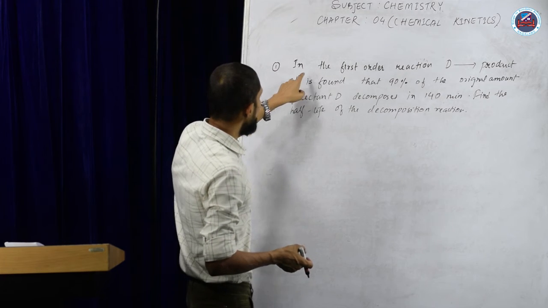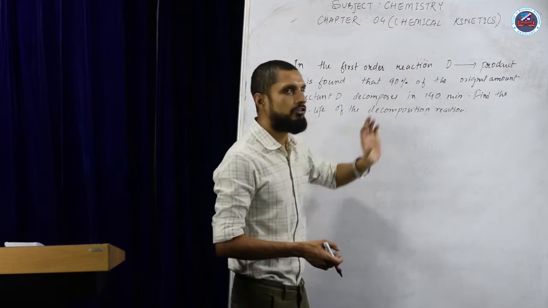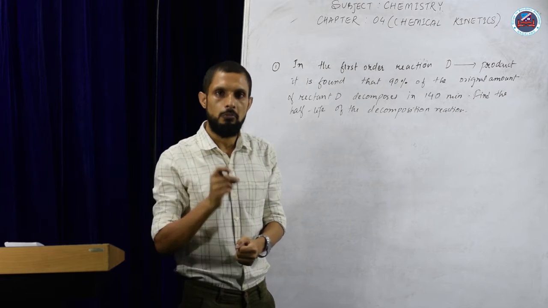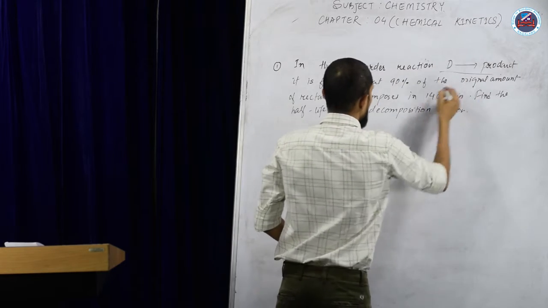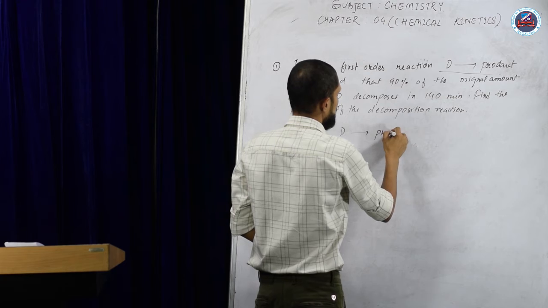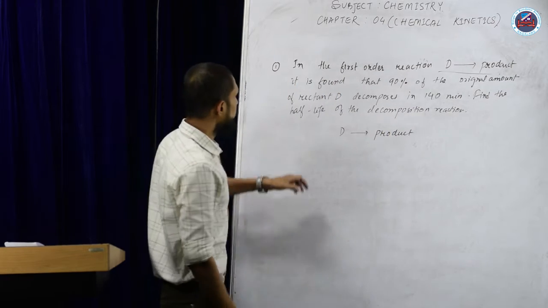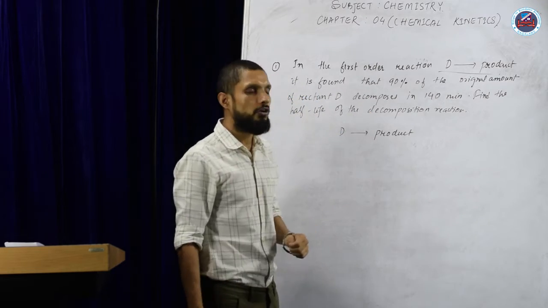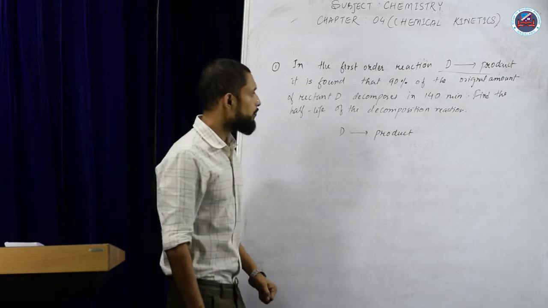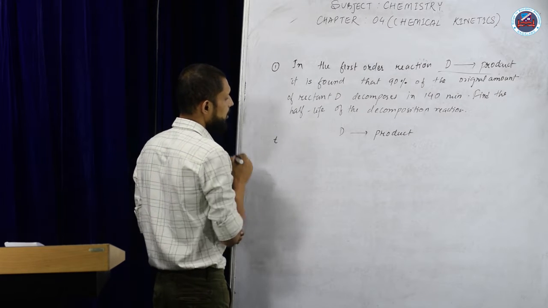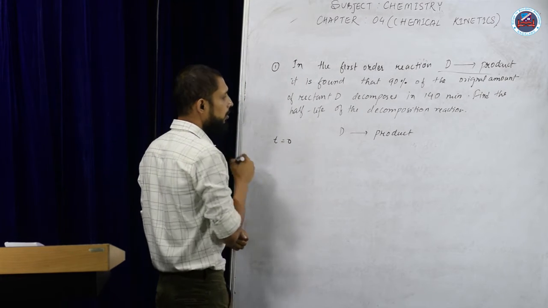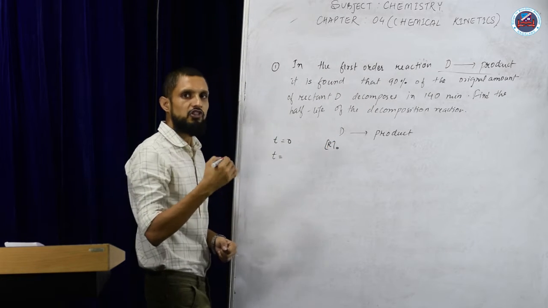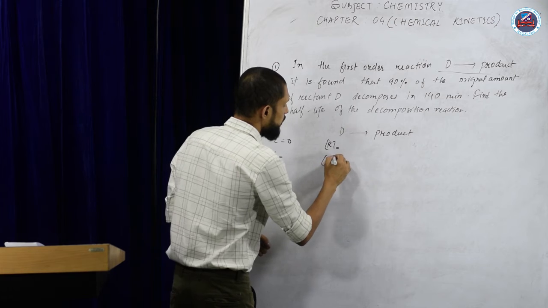So from the question I can say in the first order reaction, that means the reaction is first order. So we have to use the first order formulas. D to product. It's given 90% of the original amount of reactant decomposes in 140 minutes. So we know when the time is 0, the concentration we took is R0. And when time is any time T, the concentration we took is RT.